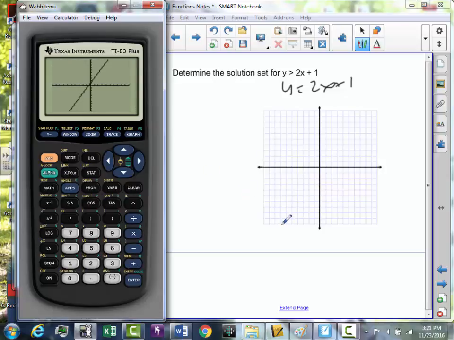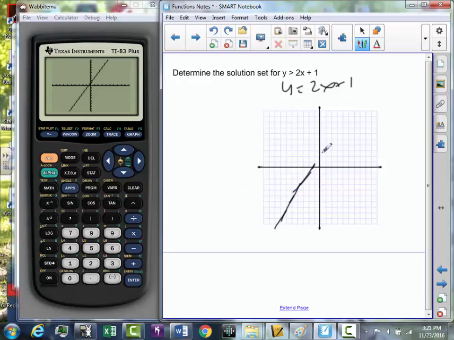The graph looks roughly like this. Then you put the shade button on. Now what's going to happen here is we're either going to shade the left side of the graph or the right side of the graph. We just need to figure out which side to shade. So all you do is you pick a test point.